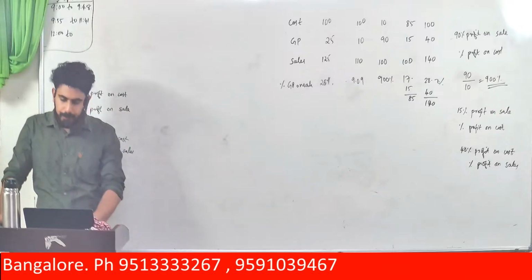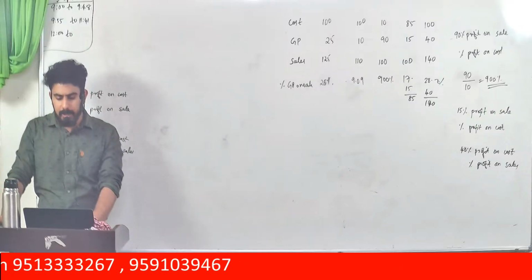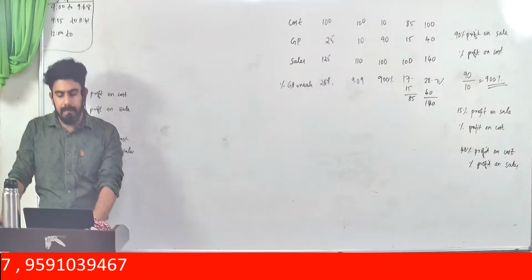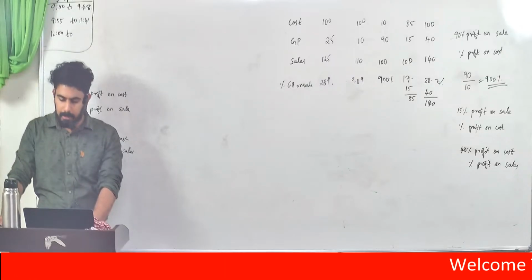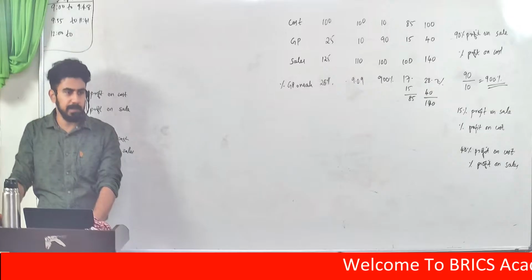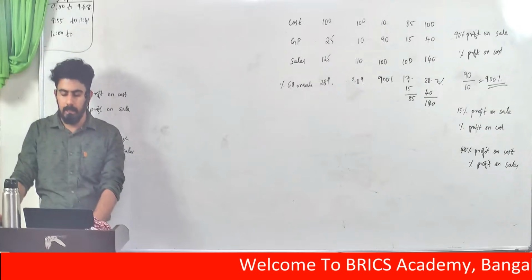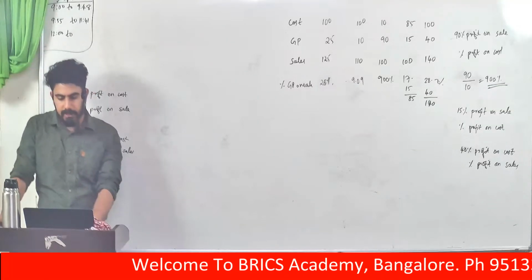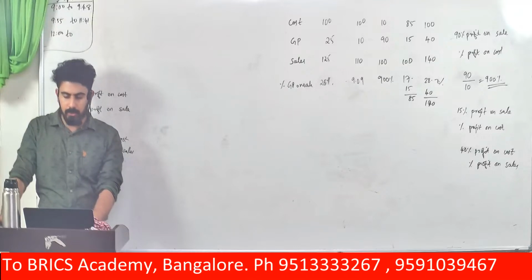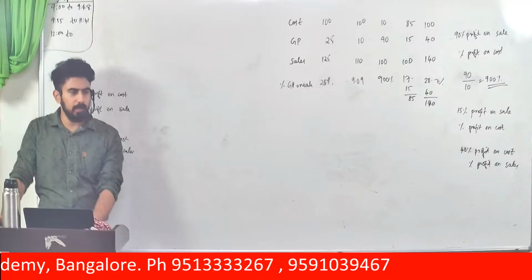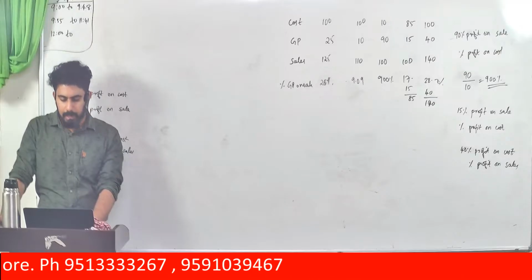I think that much should be enough. Expense ratio is equal to expense divided by sales into 100. Whatever expense they give you, they'll give you either cost of goods sold ratio or operating expense ratio or financial expense ratio or operating ratio. So they'll keep giving some ratio. You'd have to take their expense divided by sales into 100.